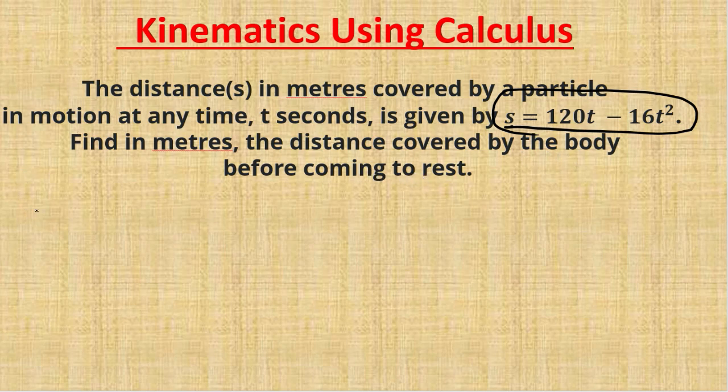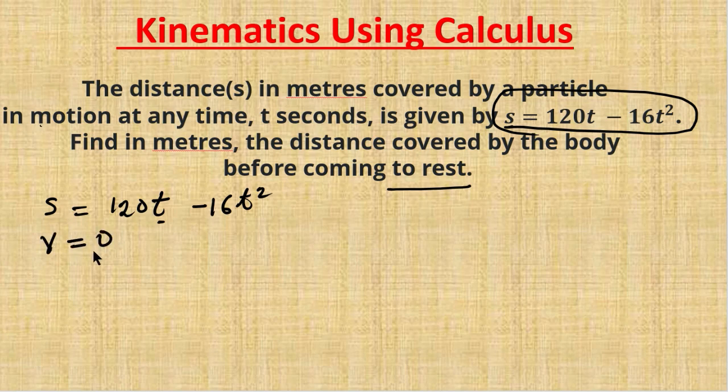Now, since we have the formula for the distance, s is equal to 120t minus 16t squared, all we need to find the distance covered by the body is to find t. But if you note this question, it tells us that the body was in motion and was going to come to rest. At rest, the velocity of this body is always 0. So v at rest will be equal to 0, and this same v we know is equal to the differential ds/dt.